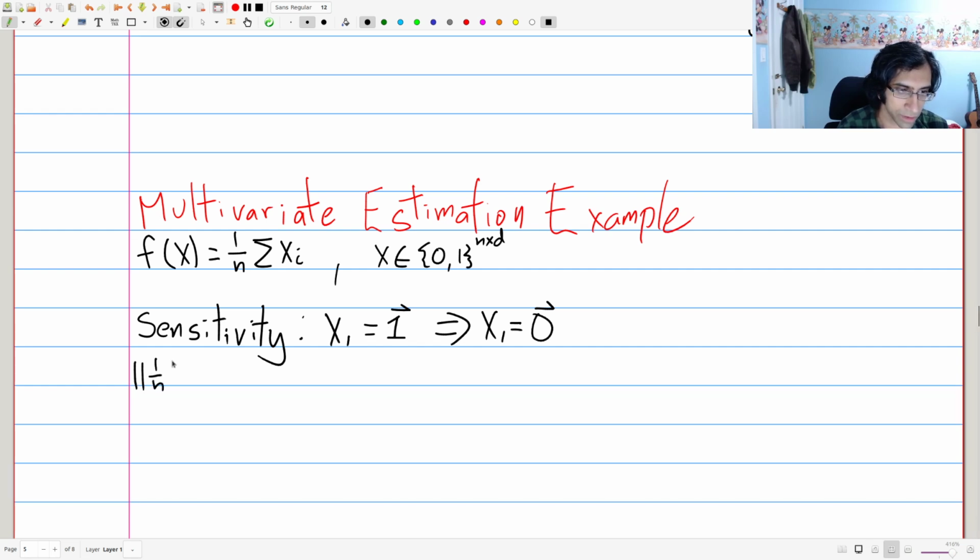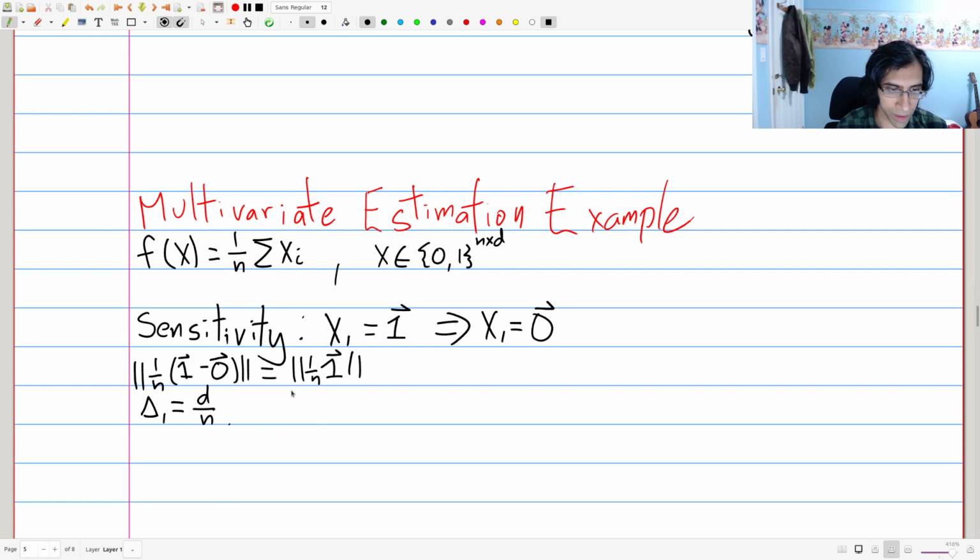Okay, let me write this first. This is the sensitivity, essentially the norm of this vector, which is just 1 over n times 1, where the norm is either an L1 norm or L2 norm. So what is the L1 norm of this? It is just summing 1 over n over all the coordinates, which is d over n.